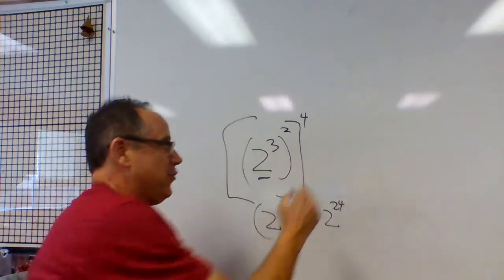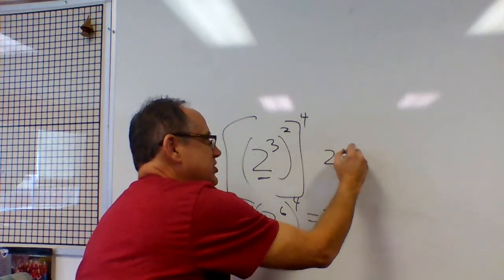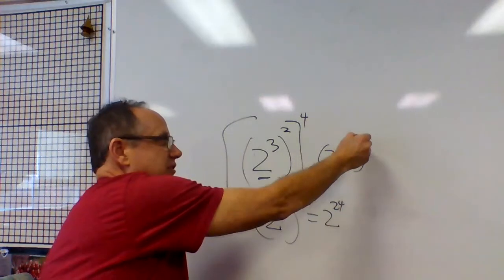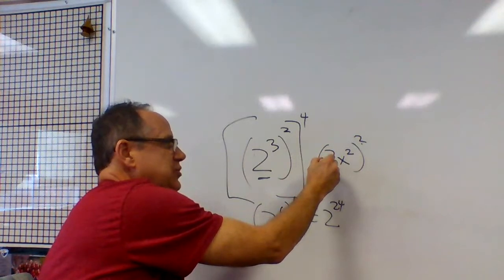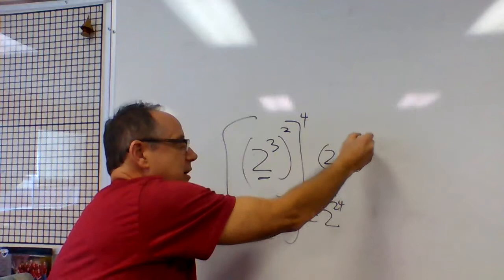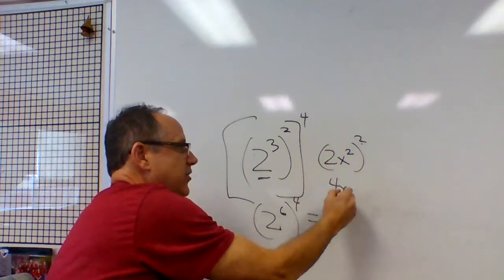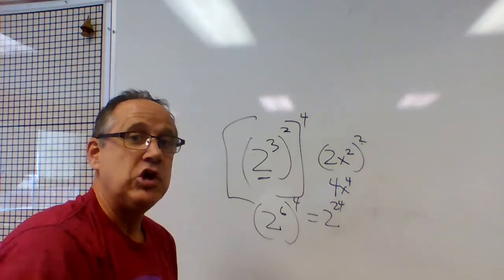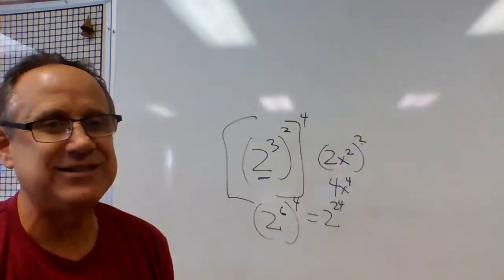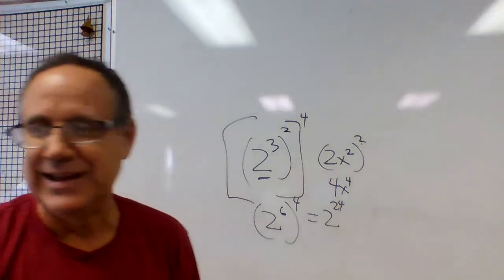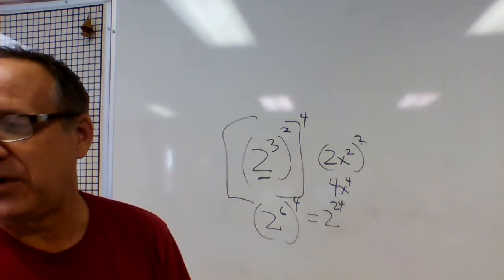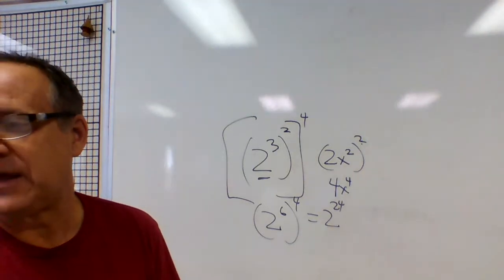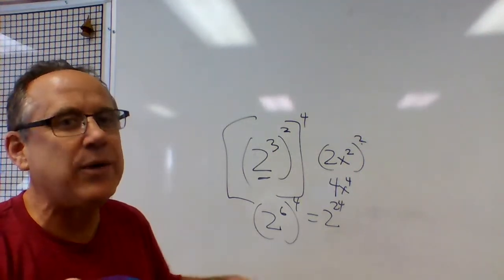If we had 2x squared, squared, this square applies to the 2. 2 squared is 4. We multiply exponents together, would be 4x to the 4th. So if something's outside the parentheses, it applies to everything inside the parentheses. Power of a power. So now we have a power of a product.